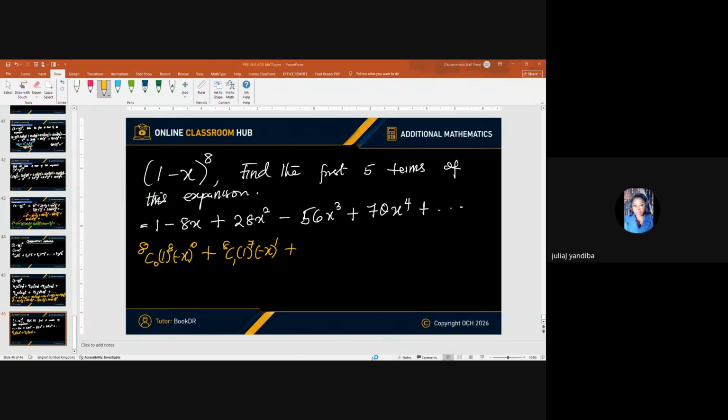Sir, please. 8 combination 2. Okay. Bracket open 1 exponent 6. Okay. Bracket open negative x exponent 2. Okay. So we are left with 2 terms. We got the first 3. So who will give us the next one?